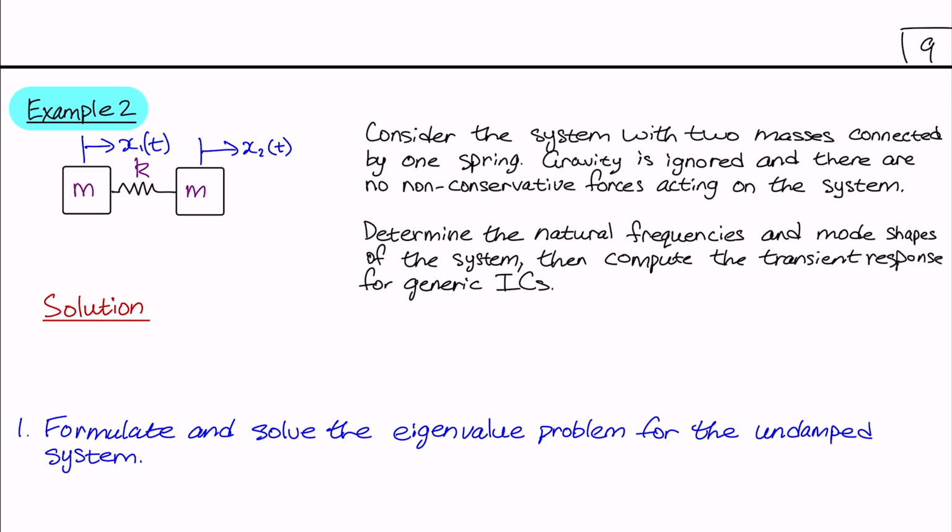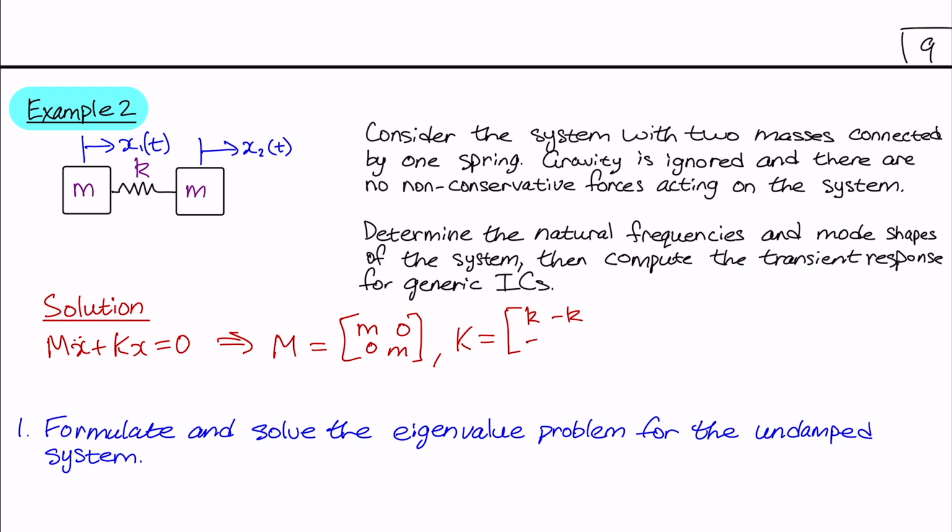All right, so the first thing we're going to do is write out our equation of motion, which is M x double dot plus K x equals 0. In this case, our mass matrix would just be a diagonal matrix with m, 0, 0, m. The stiffness matrix is just going to have that single spring in every term, so we'll have k, -k, -k, and k here. And then our vector x is equivalent to x1 and then x2.